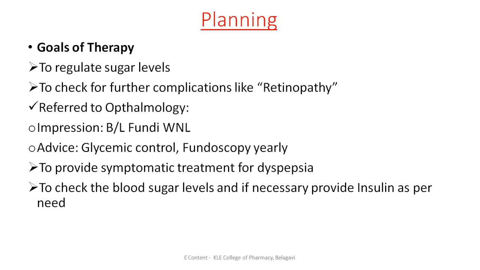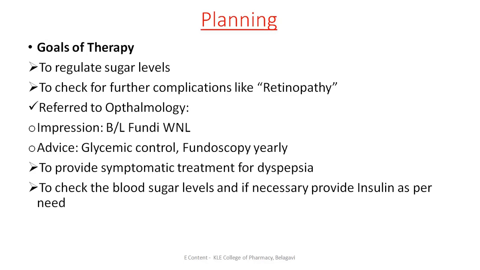Next, the pharmacist has to educate about the complications of diabetes mellitus. We have 5 different complications. So that further complications are not seen, the doctor has referred the patient to ophthalmology and advised him on glycemic control, and yearly the patient has to check their eyes frequently. And as the patient has dyspepsia, symptomatic relief was given with the particular treatment.